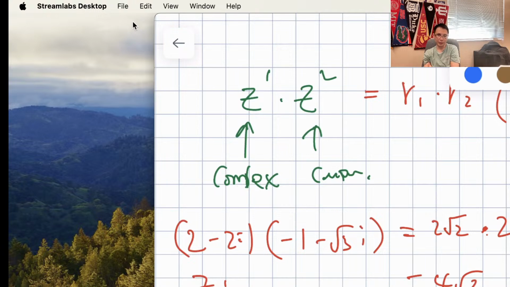Let me see what they prefer. They prefer to put r in the front. So what I'm trying to say is the r's are going to multiply together and go in the front. The angles are just going to add together. So the angles are adding.